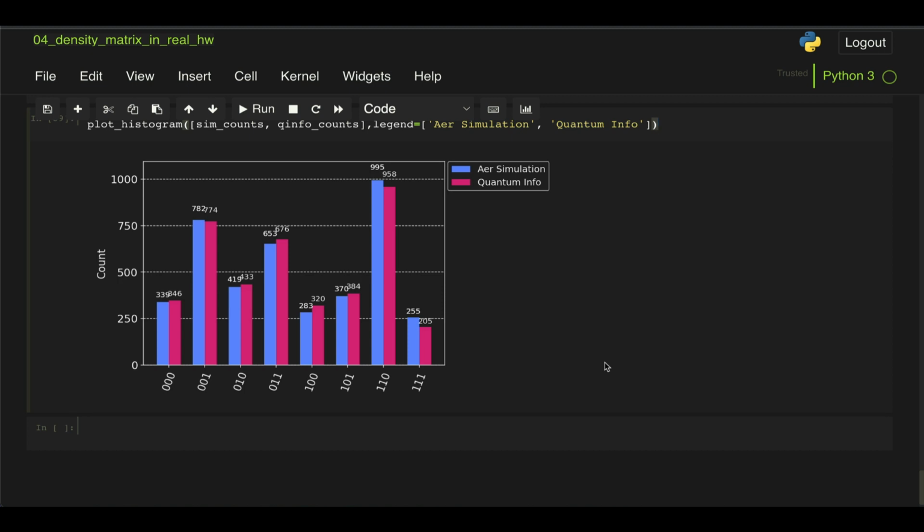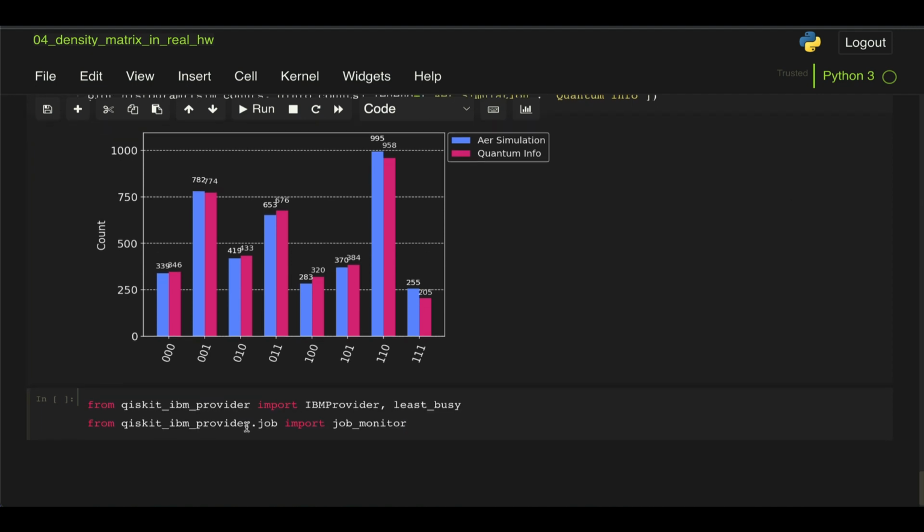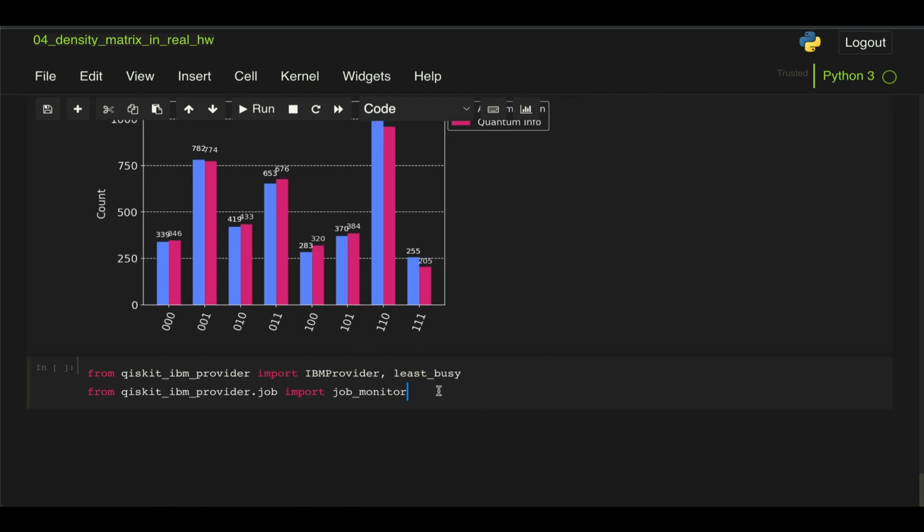All right, so the final step is to actually run this on real hardware. For that, we're going to have to import a couple more things. So we're going to import the IBM provider and this function least_busy, so we can pick the quantum processor that has the smallest number of people waiting in the queue. And then this job monitor, just to see how the execution is going.